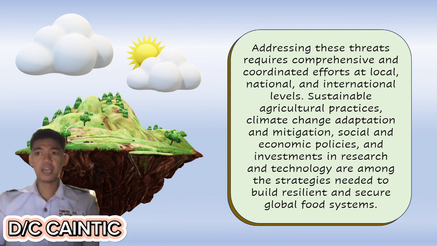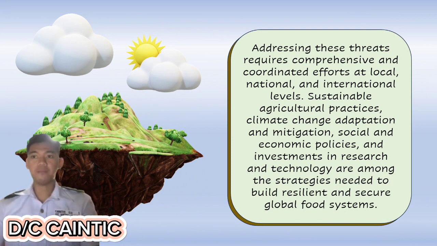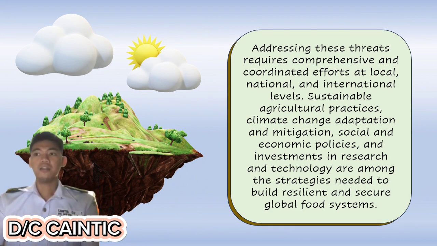So the statement highlights the recognition that addressing threats to global food security requires a multifaceted and collaborative approach across different levels of governance and sectors. For the local level, actions need to be taken at the community and regional level to address specific challenges faced by local farmers and the community. This may involve implementing sustainable farming practices, improving water management, and enhancing local food distribution systems.